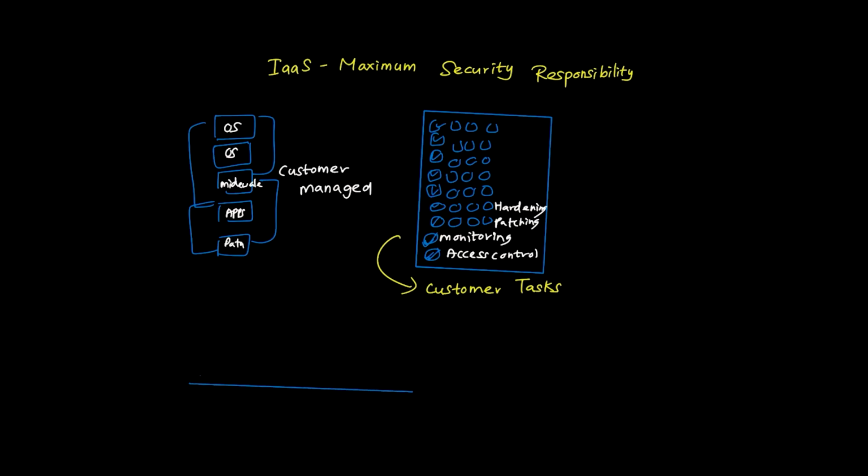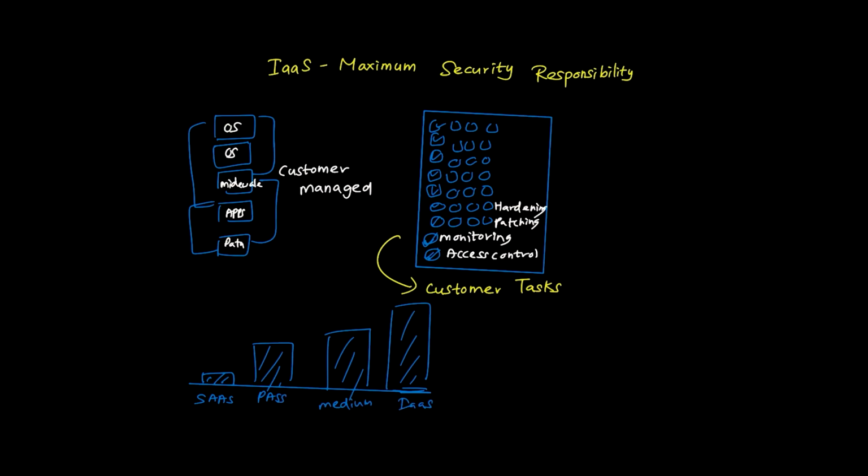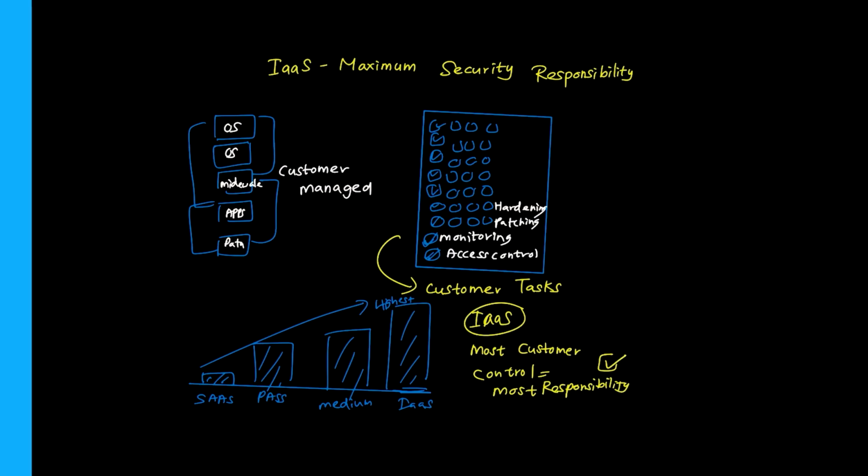It's like being handed keys to an empty building and being responsible for installing and maintaining everything inside, including locks, alarms, and cameras. Software as a service handles most security for you. Platform as a service manages the OS and below. And function as a service abstracts most infrastructure. IaaS provides maximum control, but demands maximum security responsibility from customers.